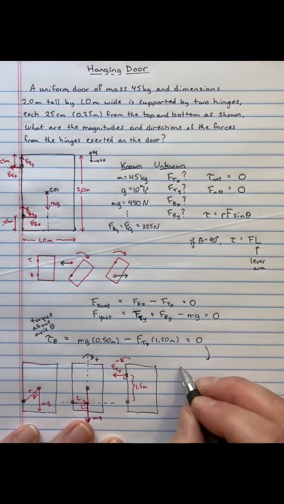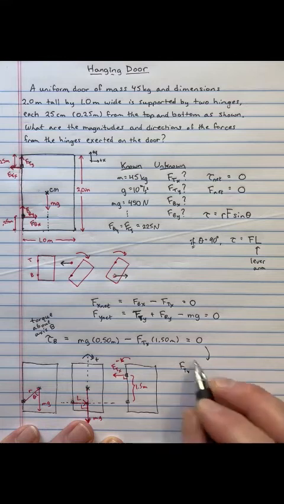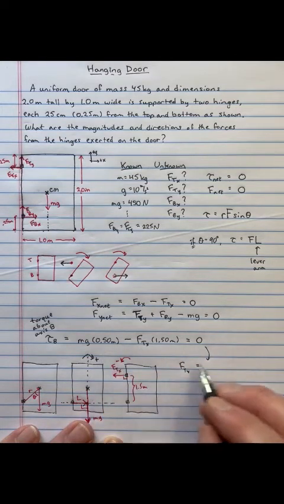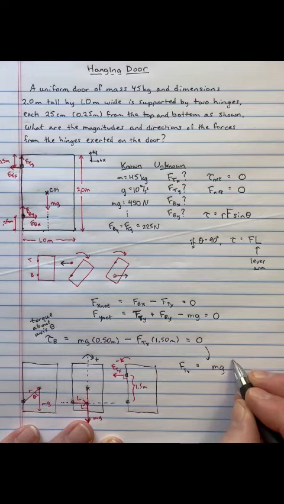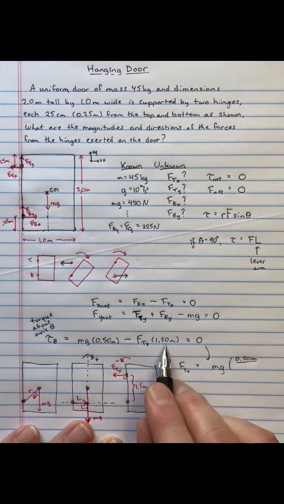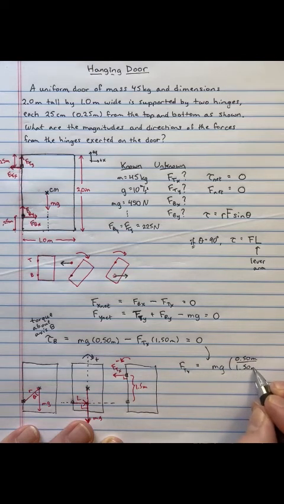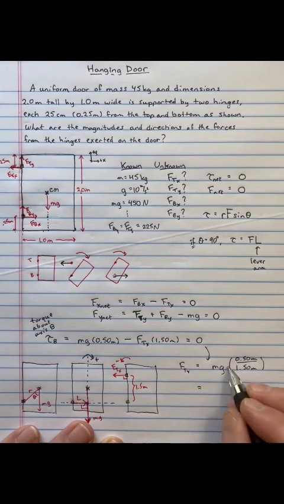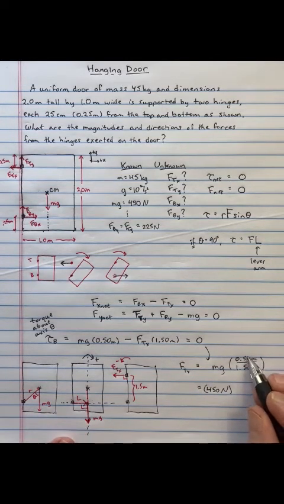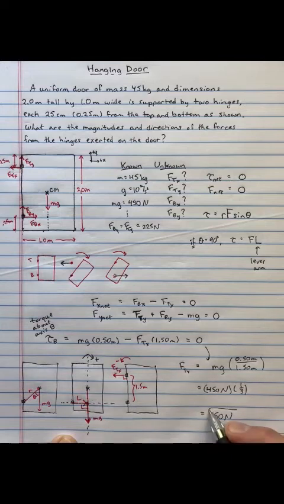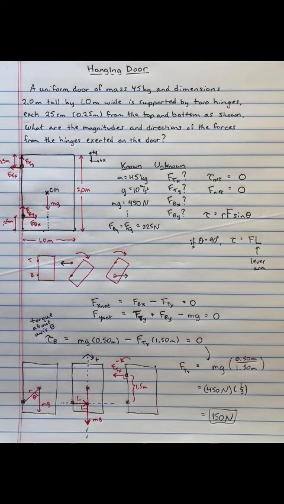So do our solution over here: FTX, move it to the other side. We'll have an mg with 0.5 meters, and we'll have to divide by the 1.5 meters here, like that. mg was 450 newtons. If you look at this, 0.5 divided by 1.5 is 1/3. 1/3 of 450 is 150 newtons. And that's our answer, everybody. That is the force exerted by that top hinge.